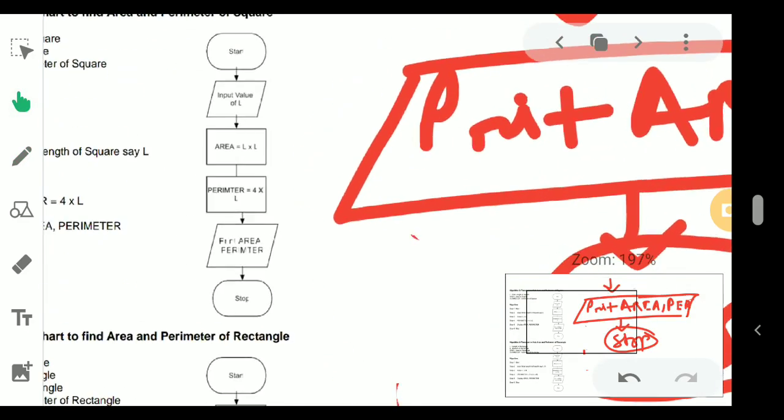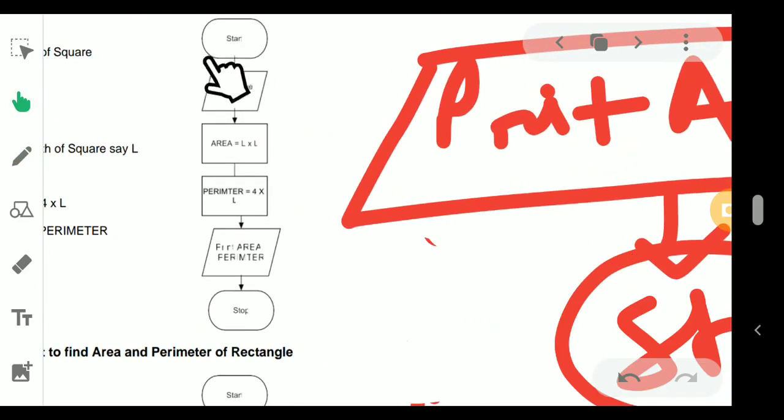Again, try to concentrate on the drawing. First of all, it is start. Then we take the input value of L. Next we calculate the area. The area formula is side into side, and the side value I'm taking in the variable L, so we have written L into L. Next the perimeter. The perimeter formula is 4 into side, and instead of side we write L, because in L I am storing the value. Then after both values are calculated, print perimeter and area, and then stop.